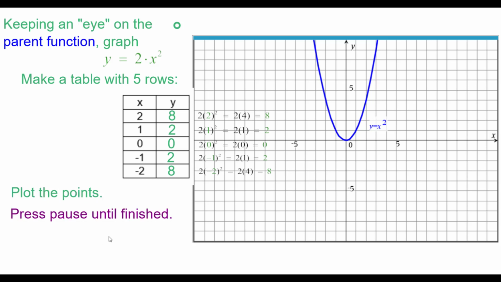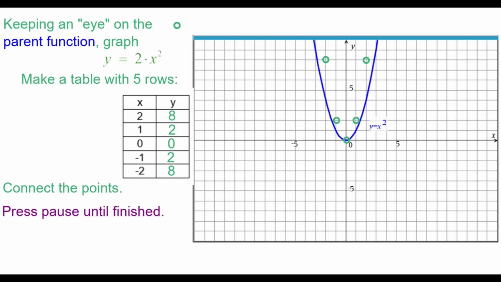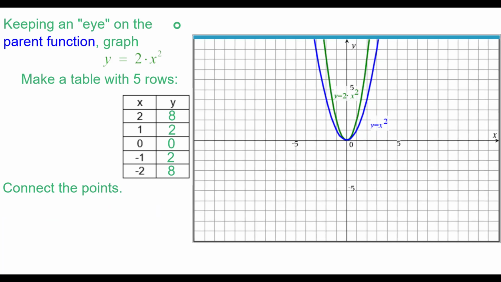Now plot those points, and again press pause until you're finished. So those are the points plotted. Now connect the points, and again press pause. And this is the graph of y equals 2x squared compared to the graph of y equals x squared, the parent function, in blue.